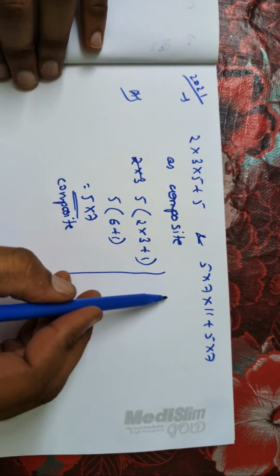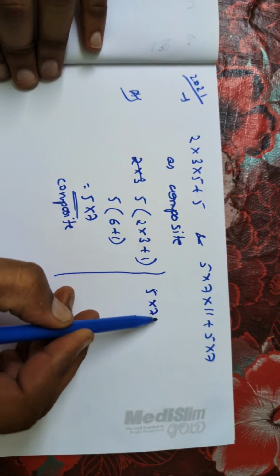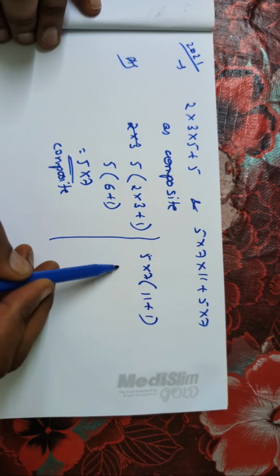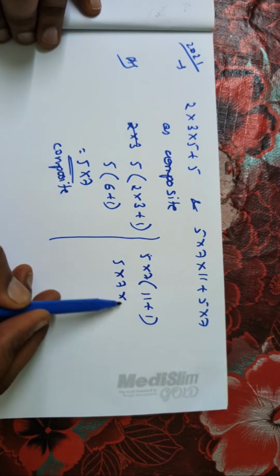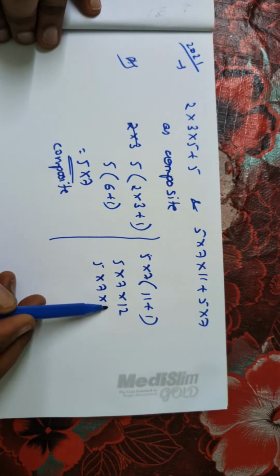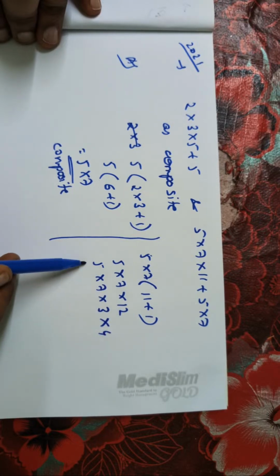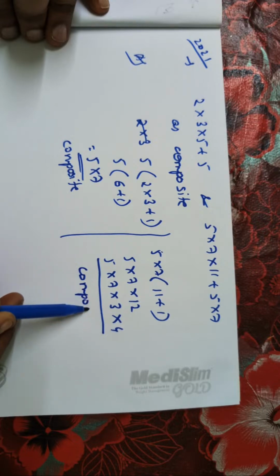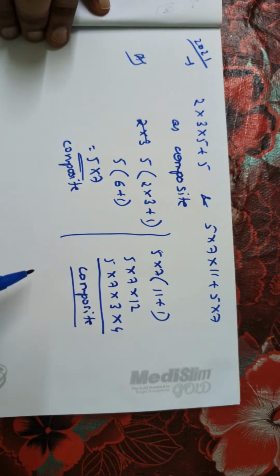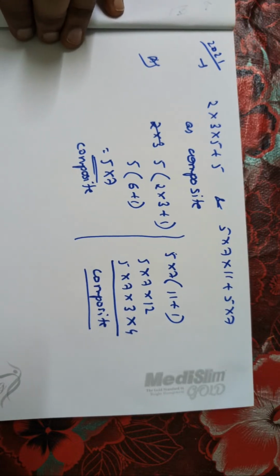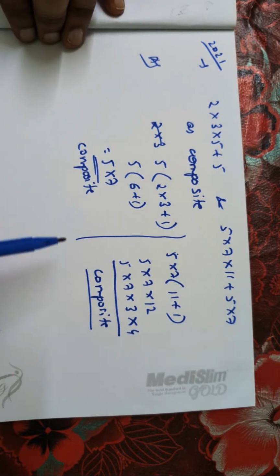Let's go with another question, where 5 and 7 are common. So I'll take 5 into 7 as common here. So it will become 11 plus 1. So 5 into 7 into 12. Here itself you can stop, or if you want, you can break it again. So it has a total of 4 factors. So definitely it is also composite. So for a prime number, it should have only 1 and itself as factors, whereas for a composite, we have multiple factors.